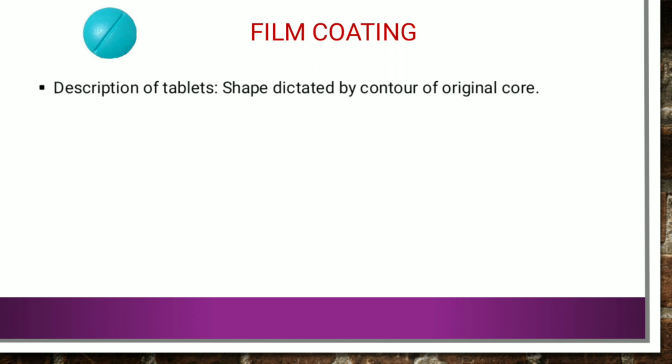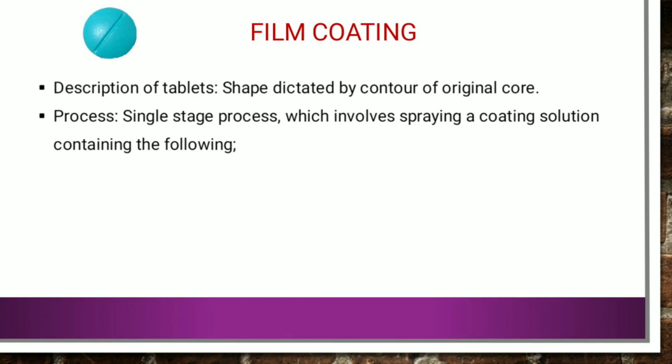It is the process in which the tablets are given a sealing coat, after which the solution of film former is applied or sprayed on the tablets. Basically the tablets are shaped dictated by the contour of the original core. It is also a single stage process, which involves spraying a coating solution containing the polymer, solvent, plasticizer, and colorants or pigments. All these things are mixed together and applied as a coating material.